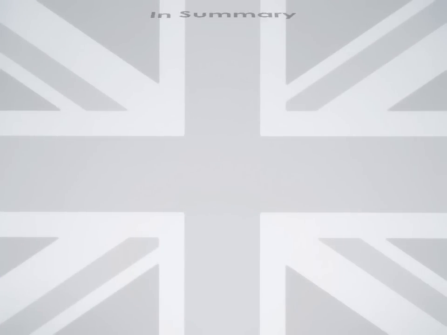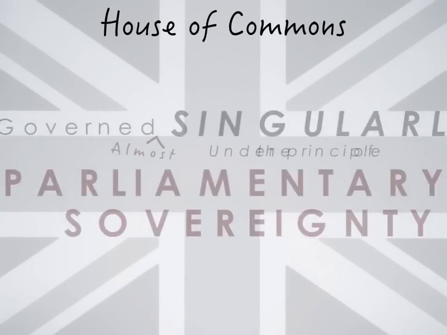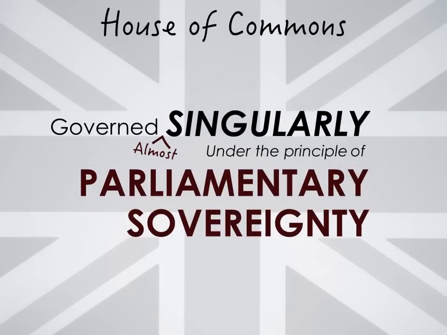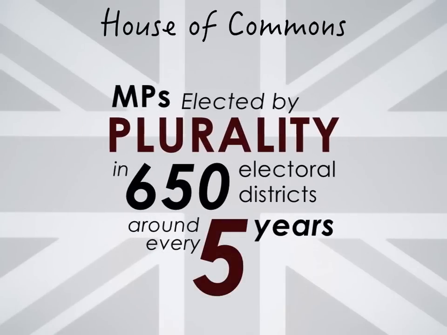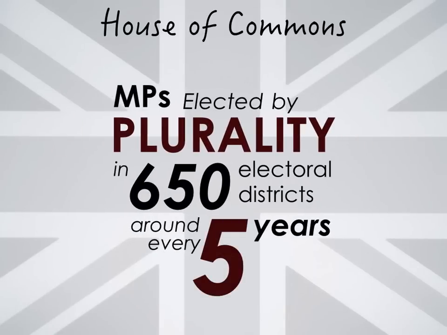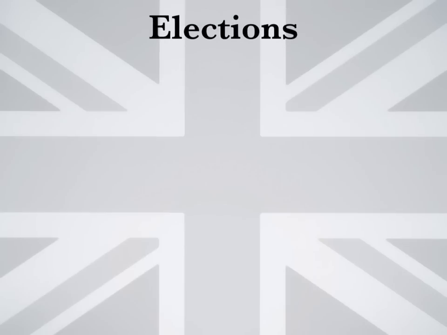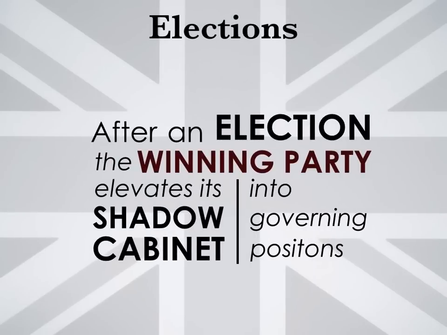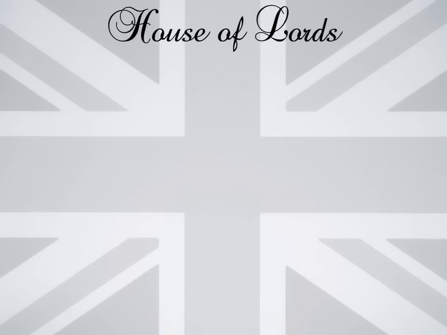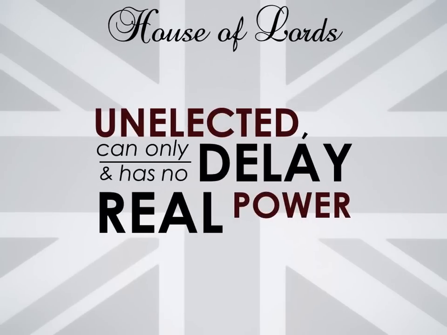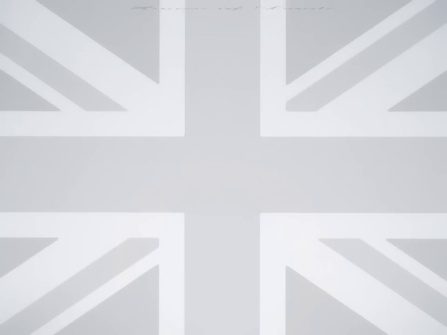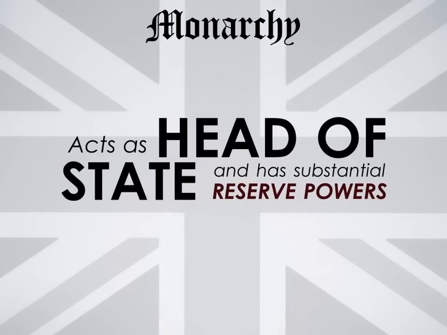So, in summary, the United Kingdom is governed almost singularly by the House of Commons under the principle of parliamentary sovereignty. Members of Parliament are called MPs, and are elected by plurality in each of the 650 electoral districts sometime around every 5 years, though not at set intervals. After an election, the winning party elevates its shadow cabinet into governing positions, and its party leader becomes Prime Minister. The House of Lords is unelected and can delay legislation, but has almost no real power. And finally, the Queen acts as head of state and has substantial reserve powers, but abstains from using them.